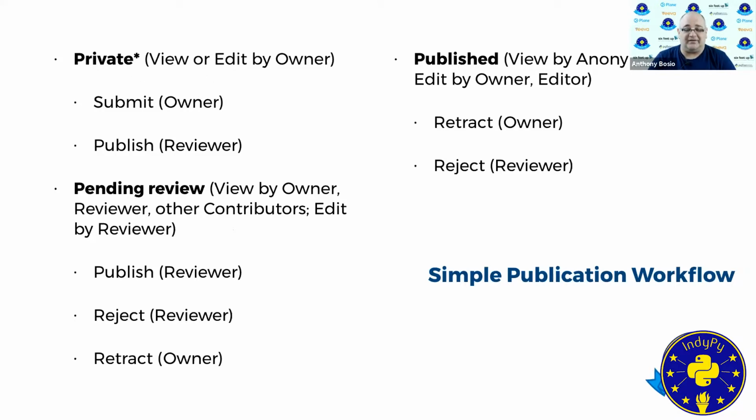Here's a more detailed look at the states and their transitions and related permissions in the simple publication workflow. These details aren't incredibly important to remember. You can see in the parentheses who has the ability to see or edit, or who has the ability to do the transition, which are the indented bullet points there. So for the private state, for instance, only the owner can view or edit that. And only they can submit it to pending, but a reviewer can go in and publish that, as we said before.